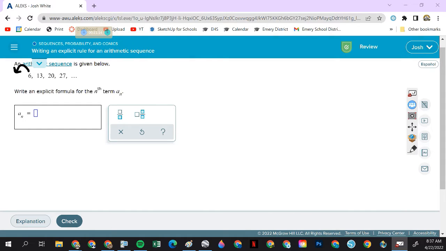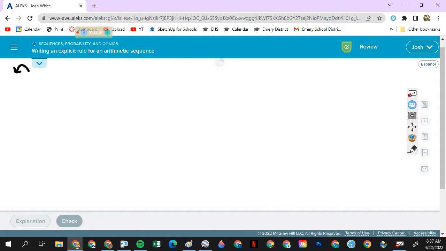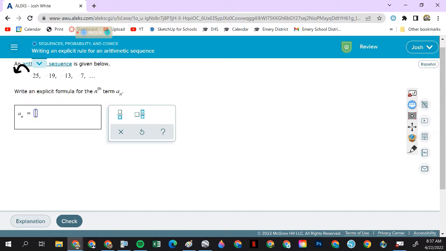Okay, let's do another one. What's the pattern? Plus 6. So 6n, and then what would occur right there? Negative 31. Does that make sense? Okay.